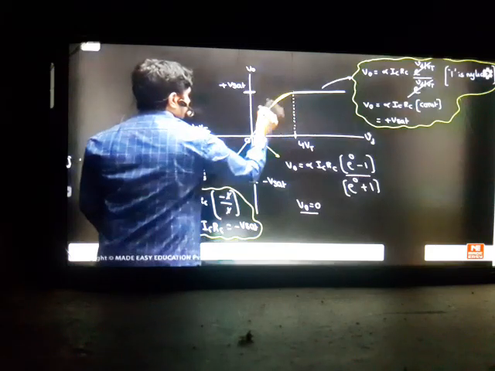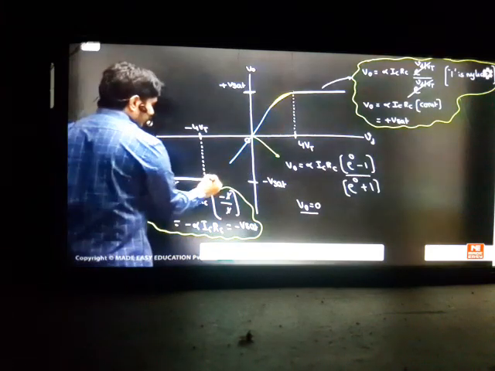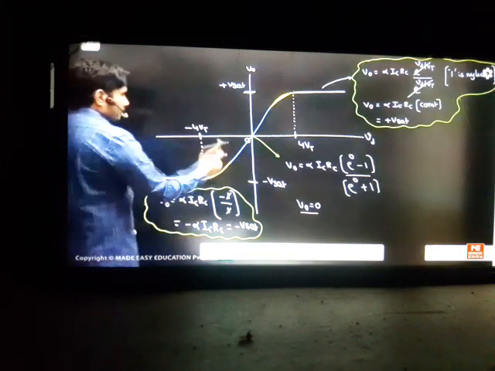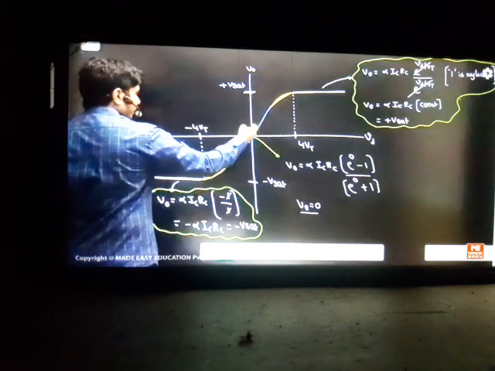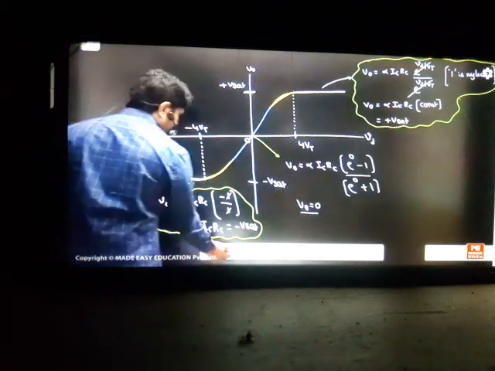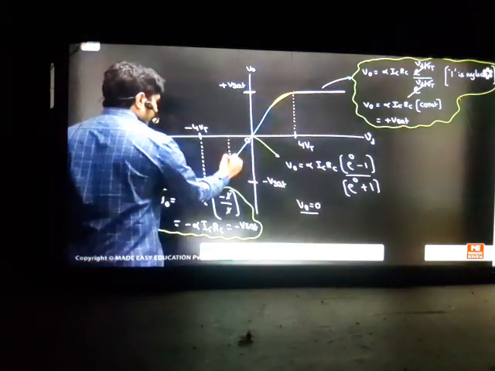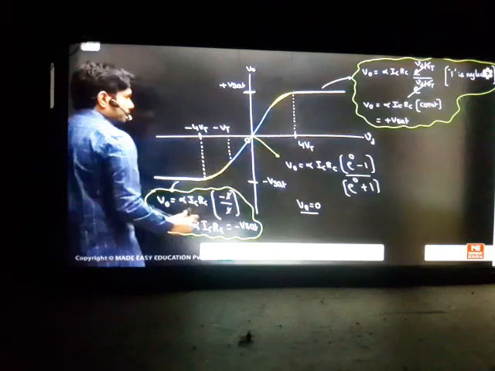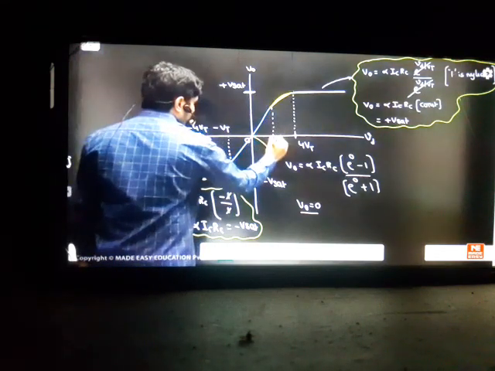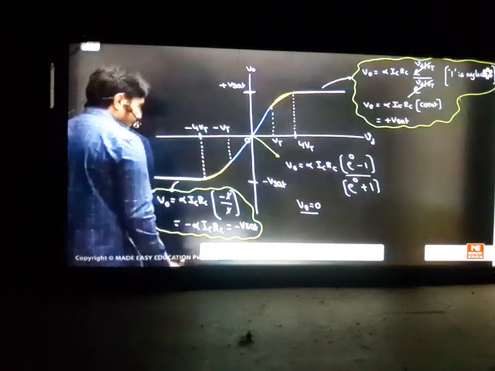Up to here, some exponential, so approximations are going on. Here also we have some approximations. So in between, we are getting a linear line. We get some linear points here. So that is possible. Your linear line is possible between minus VT and plus VT, so only in this portion you can make it linear.